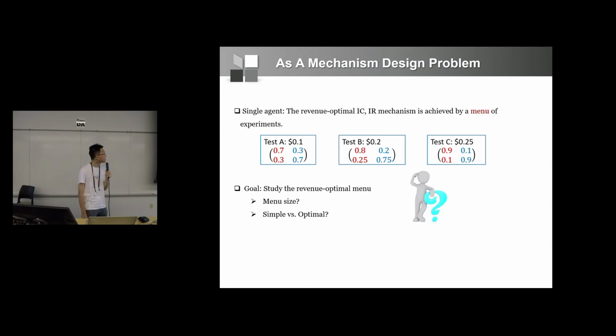So we will investigate from two perspectives. Firstly, we want to understand how many experiments we need in the revenue optimal mechanism, and also whether there exists a simple mechanism that achieves a good approximation ratio compared to the optimal.